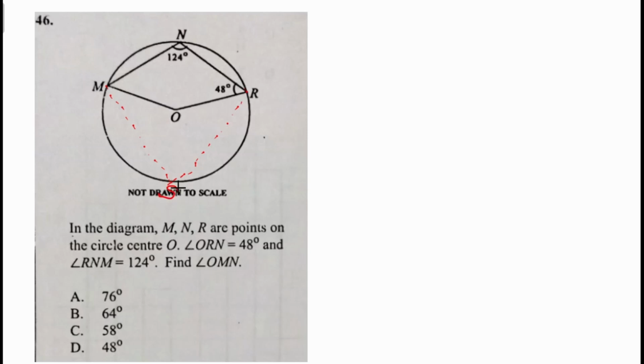Let me call this vertex S. So if this is a cyclic quadrilateral, then angle MSR and angle MNR are supplementary, meaning when you add the two of them, they should give you 180 degrees. So angle MSR will be equal to 180 minus 124, and that is 56 degrees. So this angle will be 56 degrees.